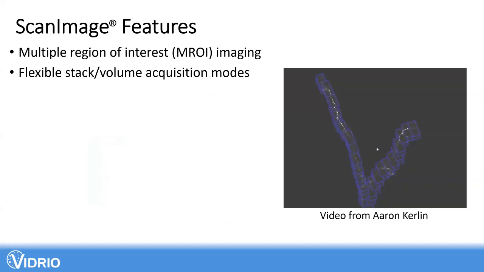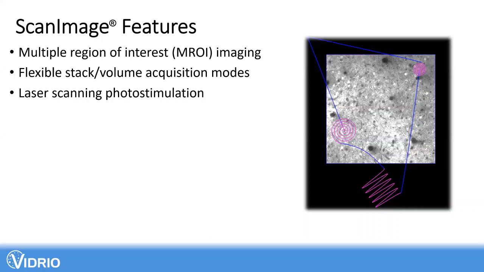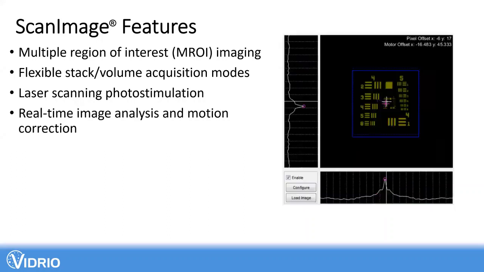This is a video from Aaron Curlin where he wanted to follow a dendritic tree structure, and you can see he drew little postage stamps and followed that and tried to follow the activity of this particular neuron he was interested in. There's also the ability to do laser scanning photostimulation. There's all kinds of patterns you can apply here. You can put in your own patterns if you want. You can do these spirals. You can even do Mickey Mouse if you wanted, as a fun thing that we always put in there.